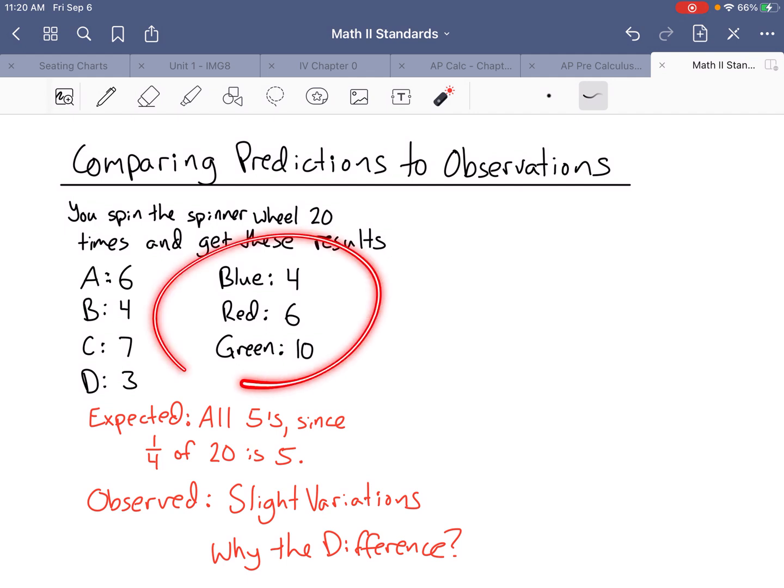If we look at these right here, that actually comes out to be pretty close to what we would expect, except we would expect a little more blue and a little less red. But again, we're dealing with the real world.